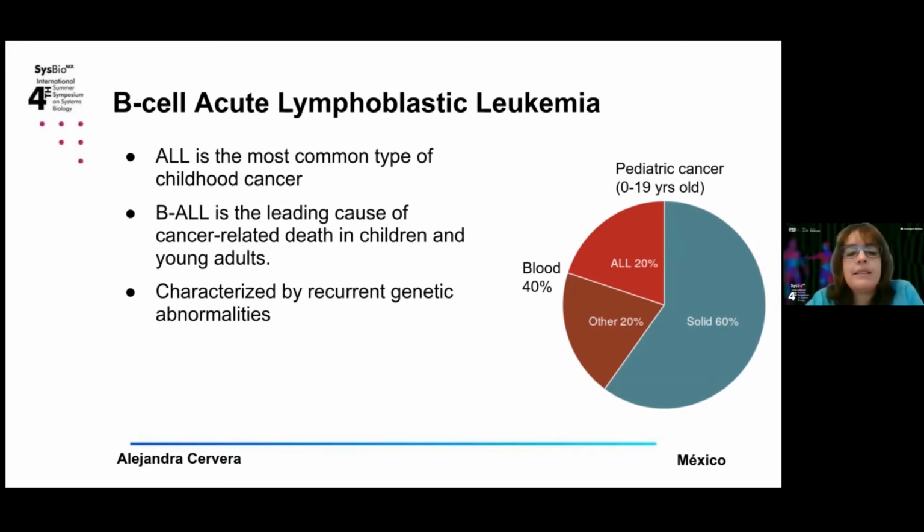B-cell acute lymphoblastic leukemia is the leading cause of cancer-related deaths in children and young adults. And this is a cancer that's characterized by recurrent genetic abnormalities. These genetic abnormalities can be used both for prognosis and for guiding treatment.